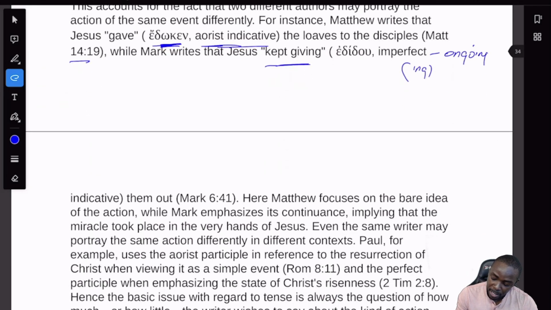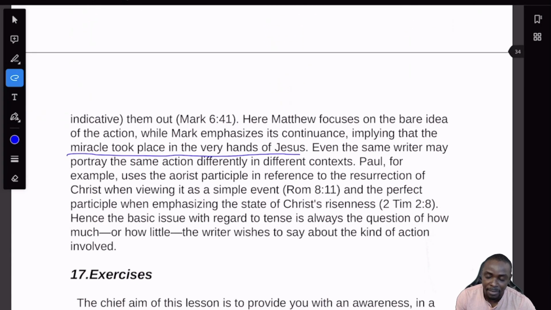Here, Matthew focuses on the bare idea of the action, while Mark emphasizes the continuance, implying that the miracle took place in the very hands of Jesus. So it was as he was giving out the bread, it was multiplying in his hands. Even the same writer may portray the same action differently in different texts. Paul, for example, uses the aorist participle in reference to the resurrection of Christ when viewing it as a simple event. So Romans 8:11, and the perfect participle when emphasizing the state of Christ's risenness. 2 Timothy 2 and verse 8.